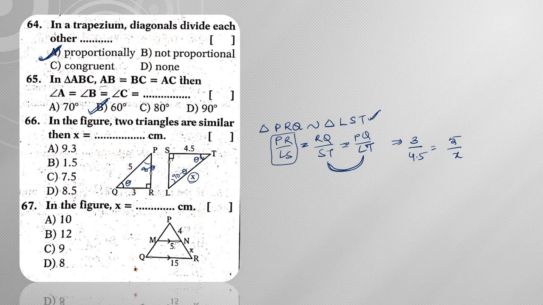Now I'm doing cross multiplication. Before going to that, in the 1.5 table, this goes 2 times, and this goes 3 times. Right? So from this, x is equal to 15 by 2, which is nothing but 7.5. Hence the answer is 7.5.